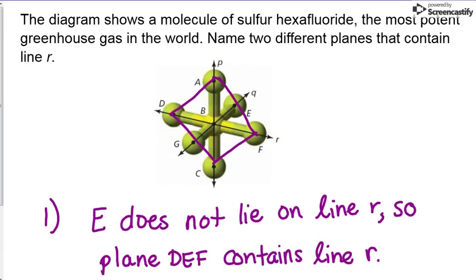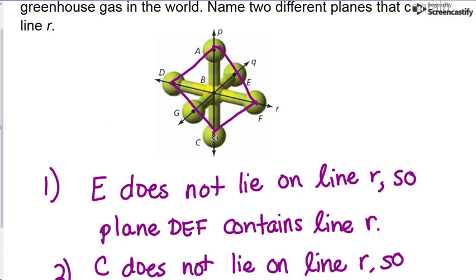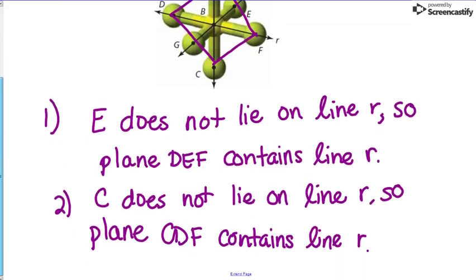Right, and then another one would be C. So if you look here, C does not lie on line R. And so I could say plane CDF contains line R. And remember, as I said before, to name a plane, you need 4 points. So I just connected it to point A. So that way I could make my plane.